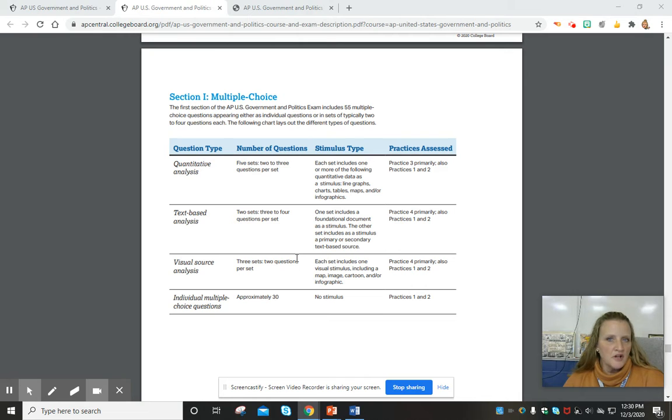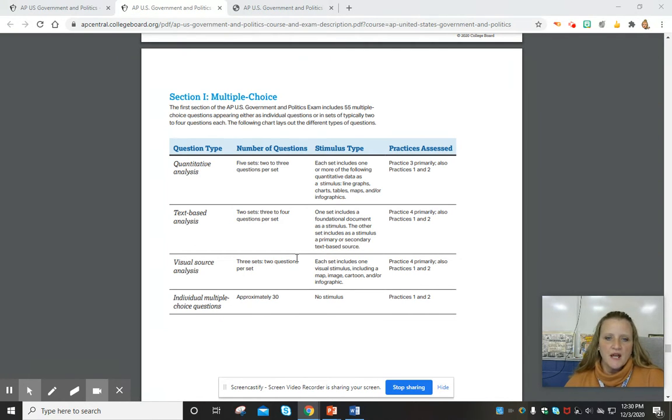The foundational documents are one way that they look at those. The other set includes a stimulus or a primary or secondary text-based source. So you might look at the Constitution and answer questions, or compare and contrast Brutus 1 and Federalist 10. That's why we paid a lot of attention to that. I think all of you know how to do that, so you're good.